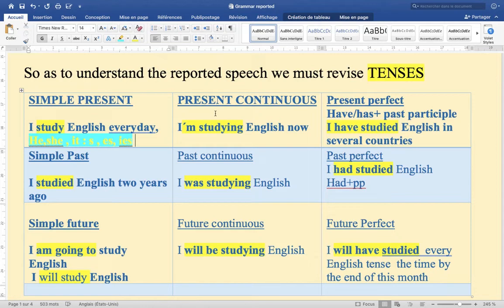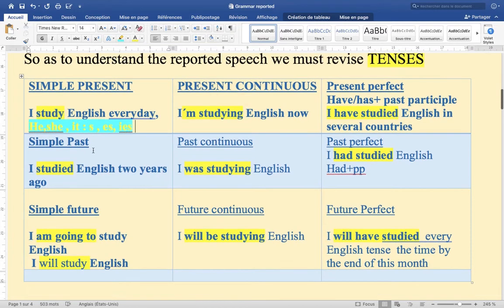Then we have present continuous. I'm studying English now. We have the subject and the verb to be in present, plus verb plus ing. So he is studying, she is studying, etc. In present perfect, the rule is have or has plus the past participle. For example, I have studied English in several countries. Simple past: I studied English 2 years ago.